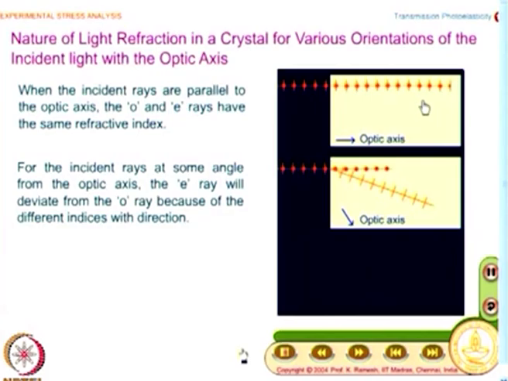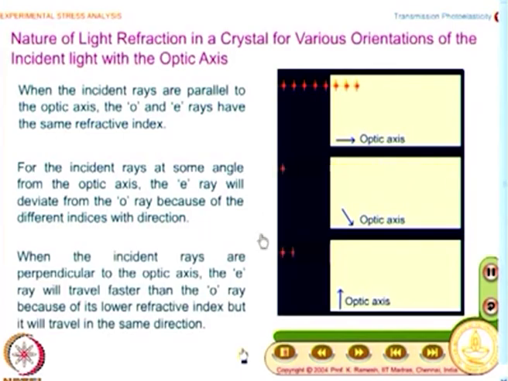This is not useful in photoelasticity, neither is this useful in photoelasticity. This is only to understand that within a crystal you have double refraction, you see two images and so on and so forth. And what you will have to look at in photoelasticity is the incident ray perpendicular to the optic axis. Then what happens? When it is perpendicular to the optic axis, both the ordinary and extraordinary rays travel in the same direction.